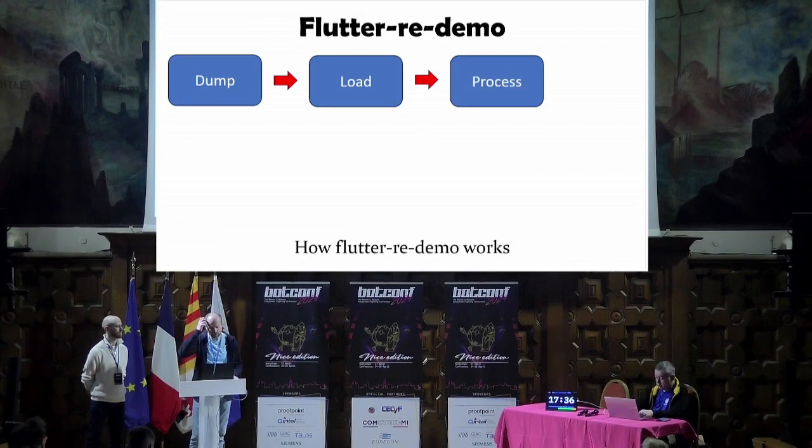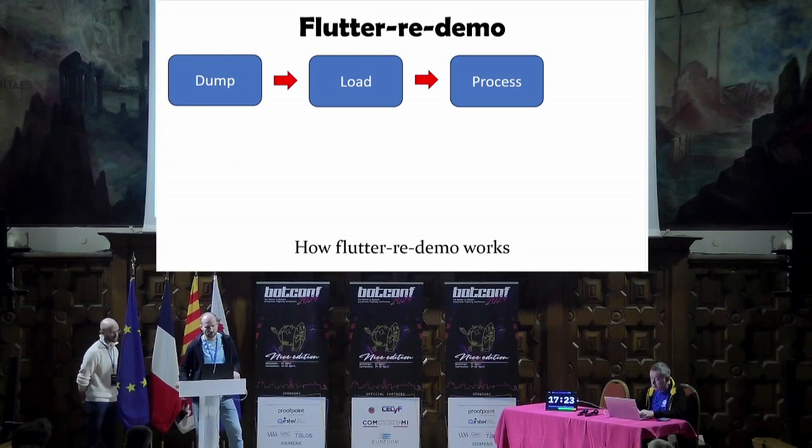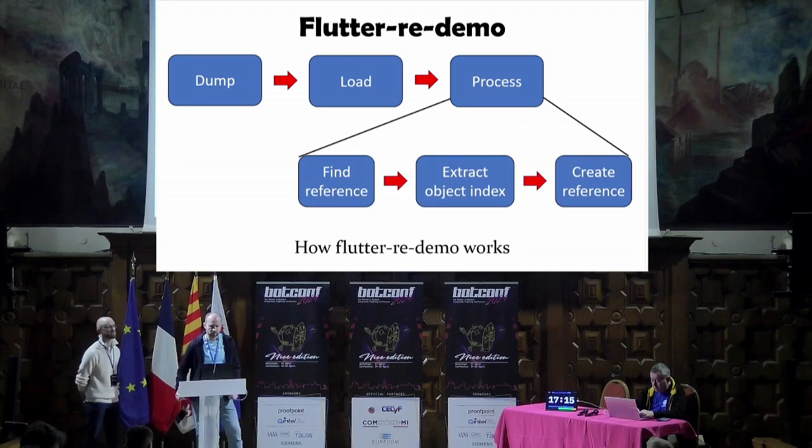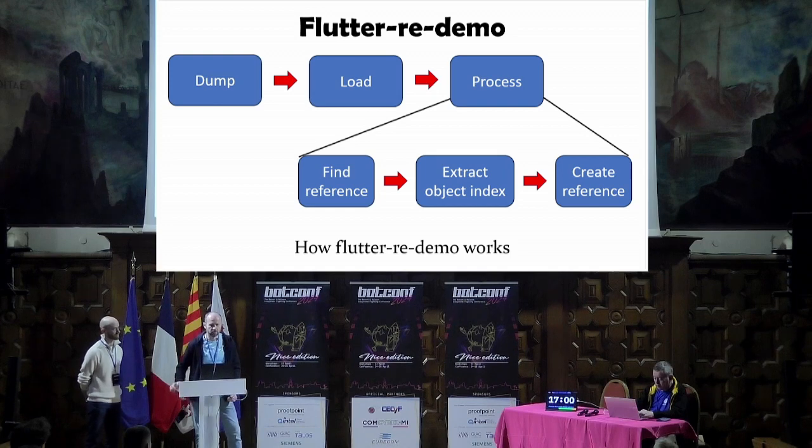We carefully studied the code of the Flutter Redemo project. From a high level of view, the work of Flutter Redemo consists of three parts: dump, load, and process. Dumping and loading go as they should. So the dumps created and loaded to IDA look okay, and the trouble must be in the process stage. The process stage divides into three parts also. First, the script finds the reference to the object pool, then it extracts the object index, and finally creates the reference. And this process repeats until all the detected references are processed.